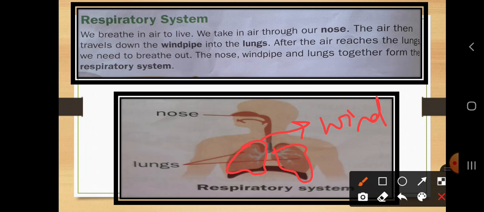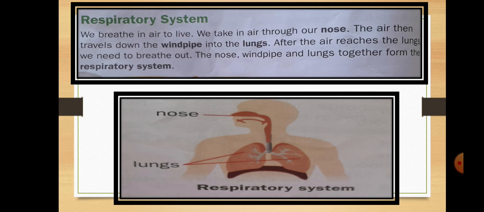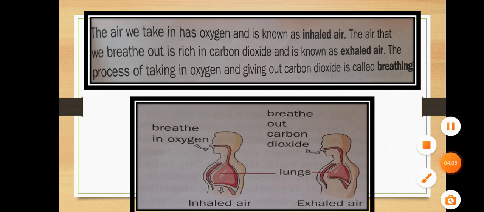After the air reaches the lungs, we need to breathe out. Dear students, we take in breath, and again we exhale the air in the form of carbon dioxide. So this is the respiratory system. The main organs, or main parts, of the respiratory system are the lungs, windpipe and the nose.